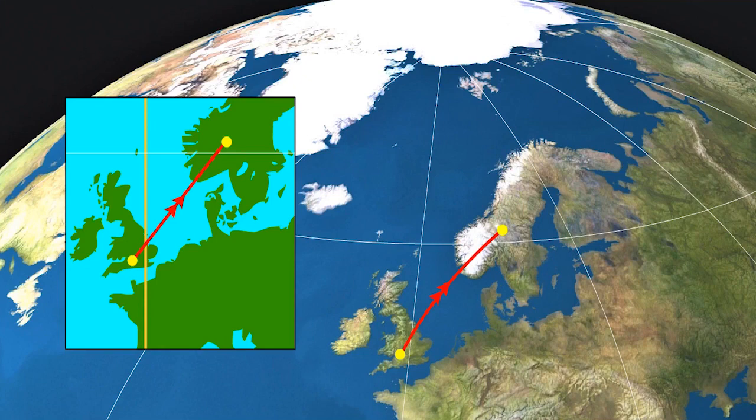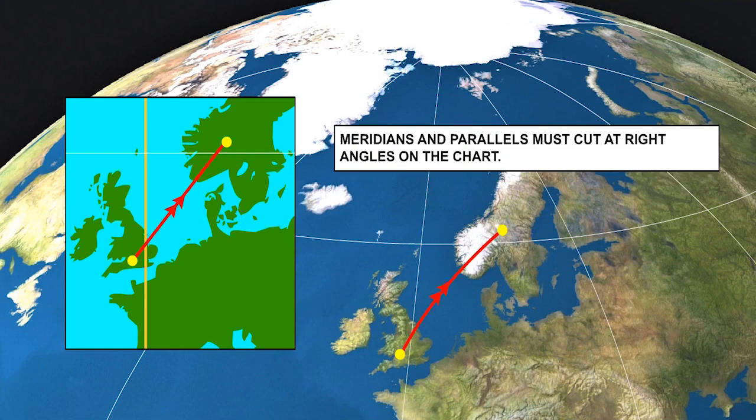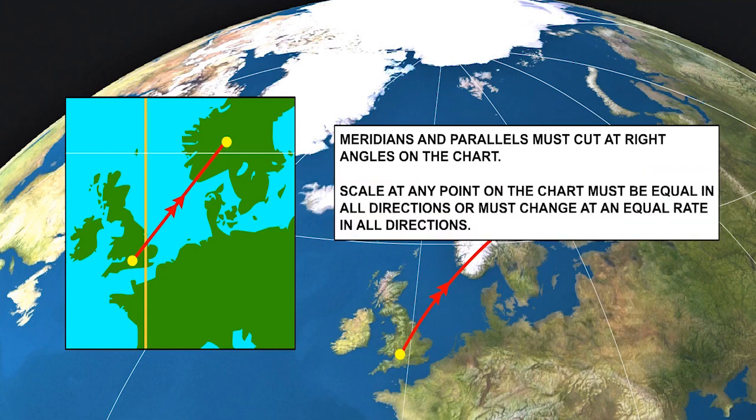However, the one essential property for aviation is that angles on the chart must correctly represent angles on the Earth. This is less common in projections than you might think. This property is called orthomorphism, or conformality. A projection will be orthomorphic if it meets two essential conditions. The first is that meridians and parallels must cut at right angles on the chart. And the second is that scale at any point on the chart must be equal in all directions, or must change at an equal rate in all directions.